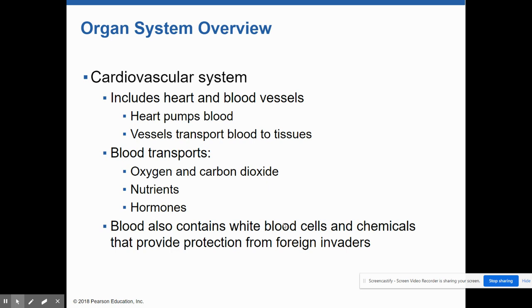So oxygen is brought into your body through the lungs, and then your blood transports oxygen to all the cells in the body. And then carbon dioxide is a waste product of cellular respiration. So your cells, when they are producing energy, produce carbon dioxide as a waste product, and that's taken back to the lungs and you exhale it. Your blood also transports nutrients and hormones, and your blood contains white blood cells and other chemicals that provide protection from foreign invaders.